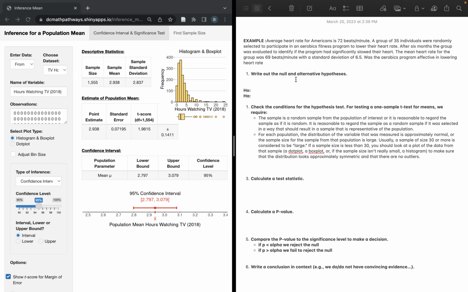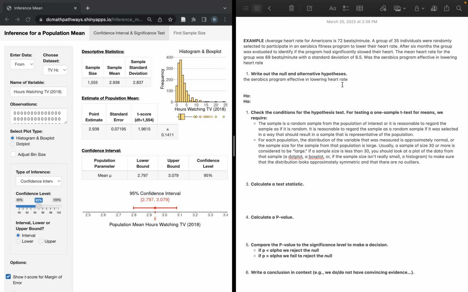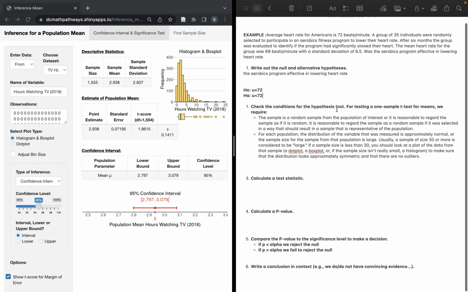First thing we need to do is always write out the null and alternative hypothesis. They were saying that the aerobics program was effective in lowering the heart rate. The heart rate started at 72, so our null is that the mean is equal to 72, and we want to know if it lowered it, so we want to know if it's less than 72 now. Remember, since we have lowering, we're going to use that less than sign.